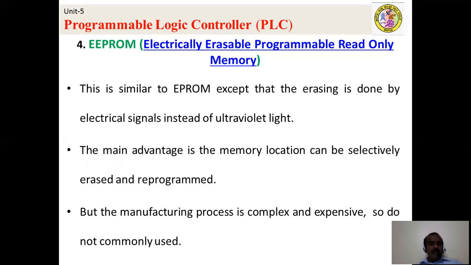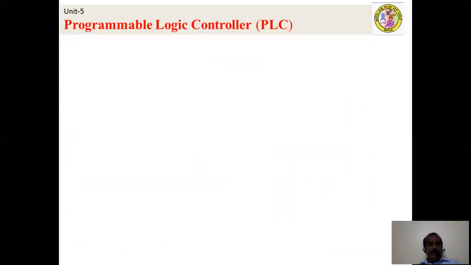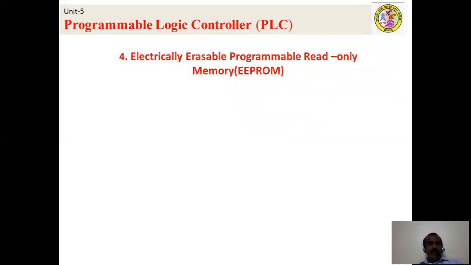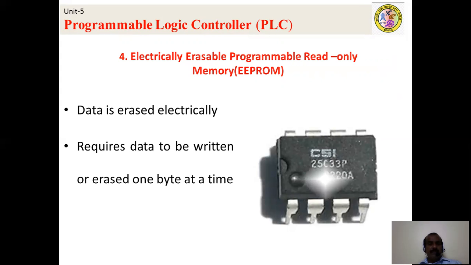The main advantage is that the memory location can be selectively erased and reprogrammed in EEPROM, but the manufacturing process of EEPROM is very complex and expensive, so it is not commonly used. Continuing on to the electrically erasable programmable read-only memory, data is erased here electrically. Here data is written or erased one byte at a time.